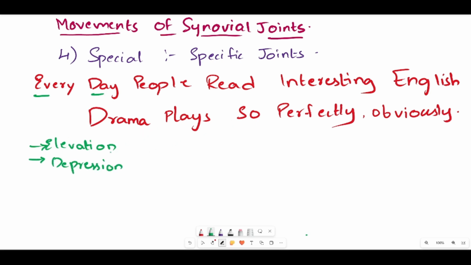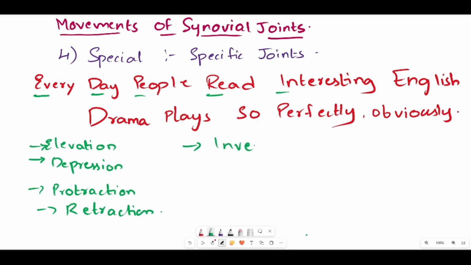Elevation is simply lifting up. D means depression, it is pushing down. Then we have P. P means protraction. What is protraction? It is a forward movement. Then we have R. R is retraction. Retraction is the opposite of it, so it is a backward movement. Then we have I. I means inversion. Inversion is simply turning inward. Then E means the opposite of it, which is eversion. Eversion is turning outward.